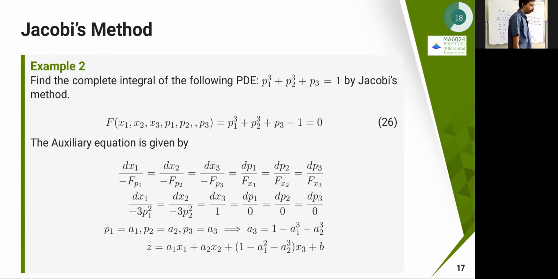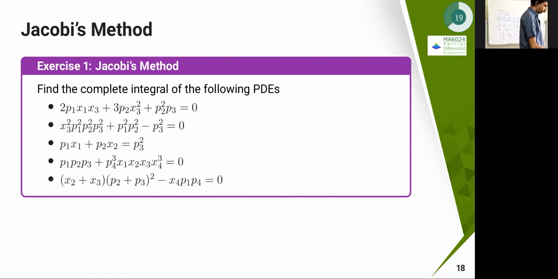Same way, if you find the complete integral for this equation, once again you can do the same kind of logic. P1 cube plus P2 cube plus P3 equal to 1 by Jacobi method. What you are going to get? Again, the same kind of logic. Okay, P1 equal to A1 you will get, P2 equal to A2 you will get. Substitute in the original equation. Okay, then you will get the answers for this. Okay, so I just leave it as an exercise. And there are a few more exercises which you can do.